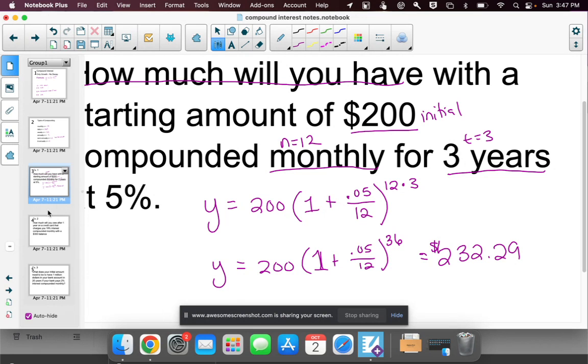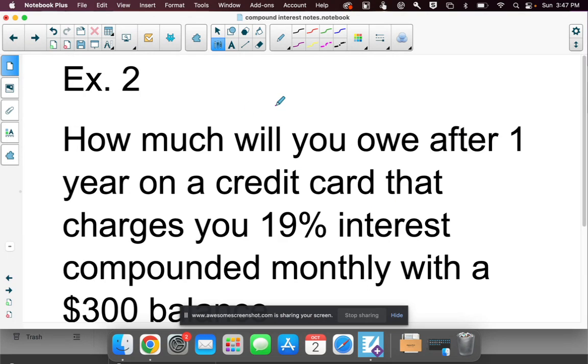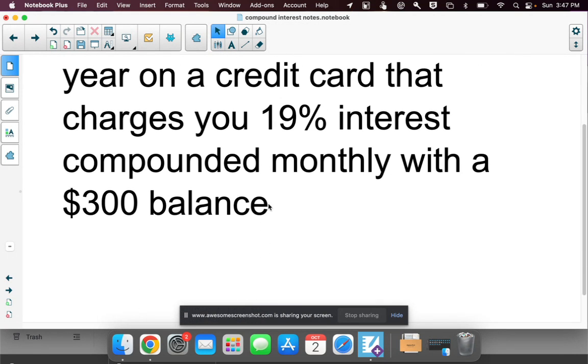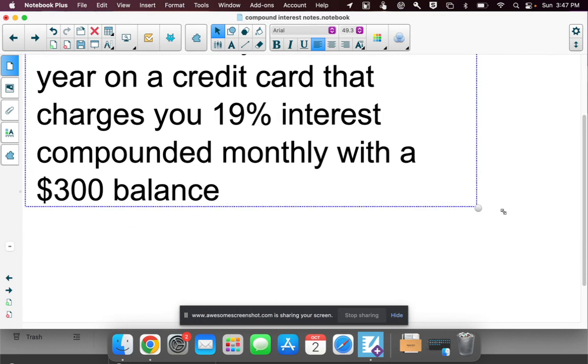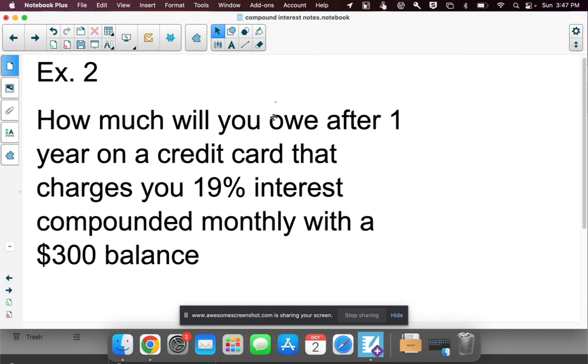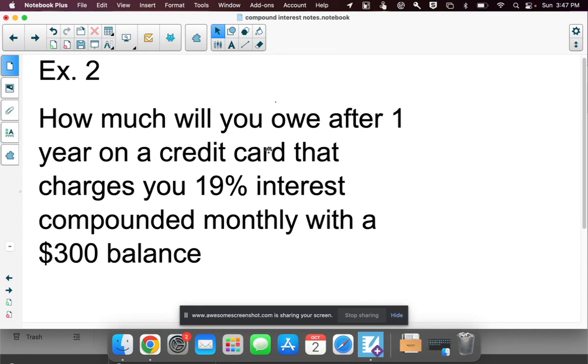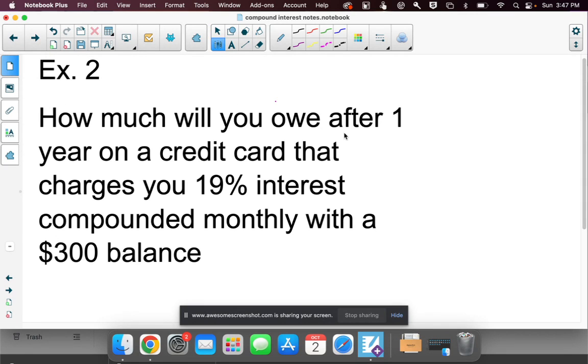Okay, let's try another one. Okay, now, just because this is how much you owe, again, does not mean it is a decay rate. When you're talking about a credit card, that is how it's going to state, is that's money that you will owe. So if you put $300 on a credit card, you will owe a certain amount. Okay, so 1 year, that's your time. How much will you owe is your outcome. That is what I'm looking for.